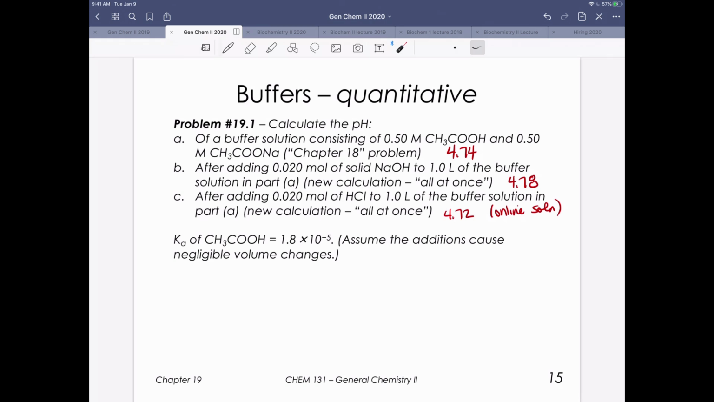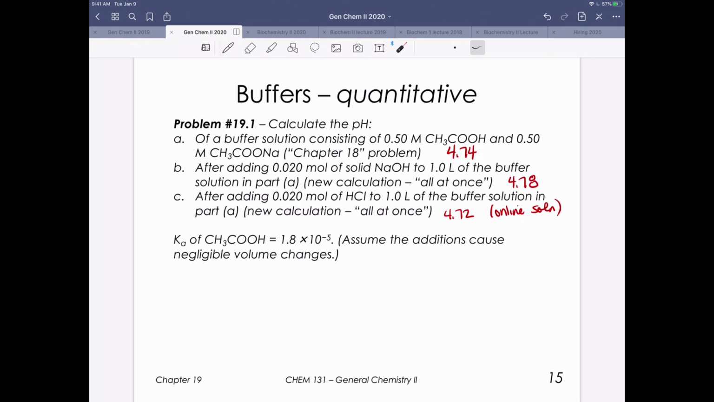Okay, so here's our big problem. We're actually only going to work through parts A and B together here. I encourage you to try doing part C on your own. I've got the answers provided here for what you should get for all three parts. Now, hopefully part A is pretty straightforward. This is very similar to a kind of question that you'd see in chapter 18.